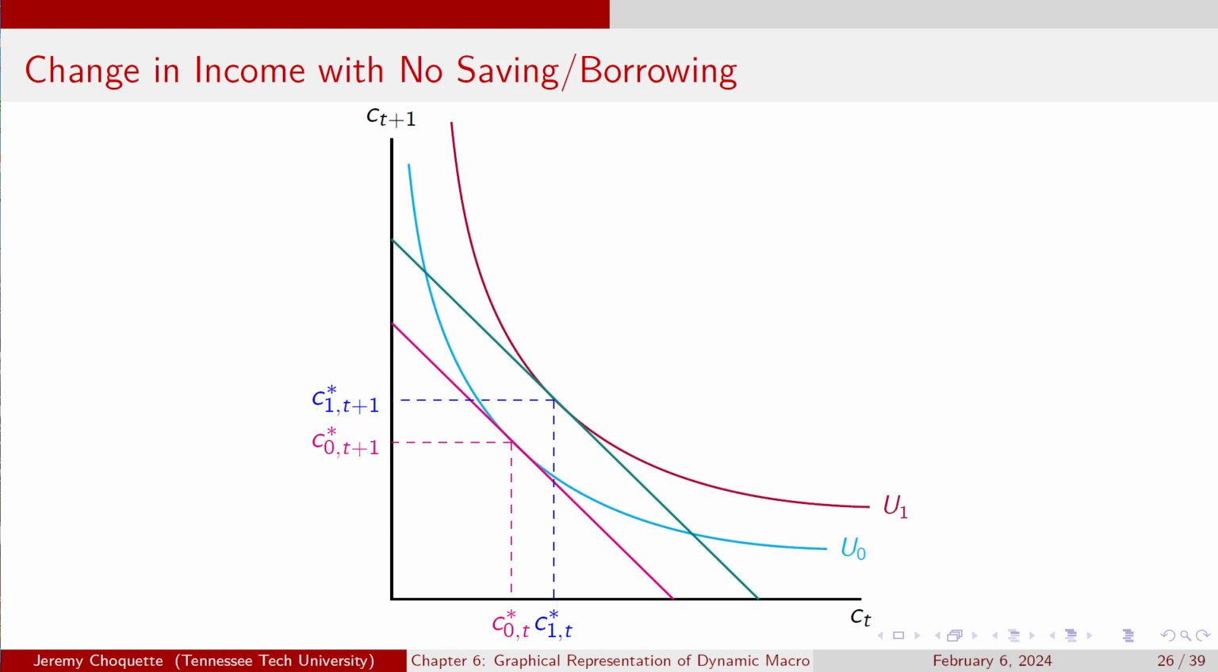I know it's getting complicated fast. There's a reason why I'm only going to have you guys do some of the stuff and not all of the stuff. But what happens? Well, the endowment point shifts out.